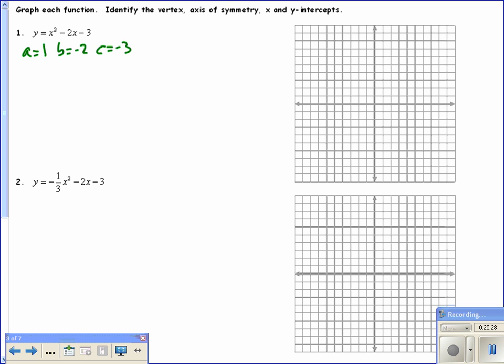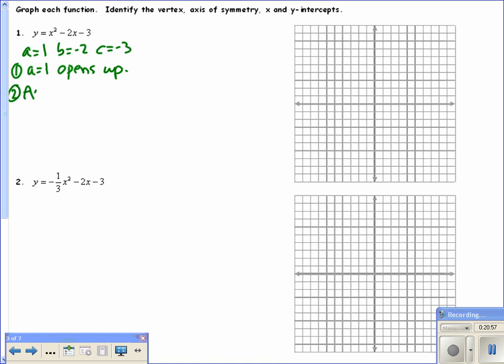Now that I have all those values, if I look at my a value again, it is 1, so because it's positive, I know my parabola opens upwards, so the graph opens up. Now that I know my graph opens up, I can find my axis of symmetry.